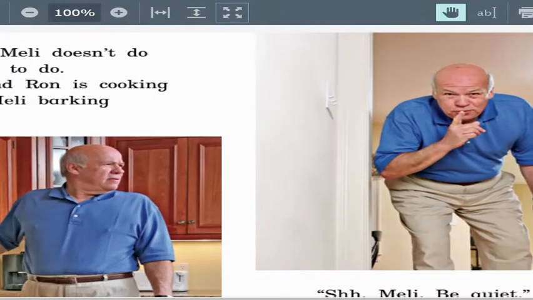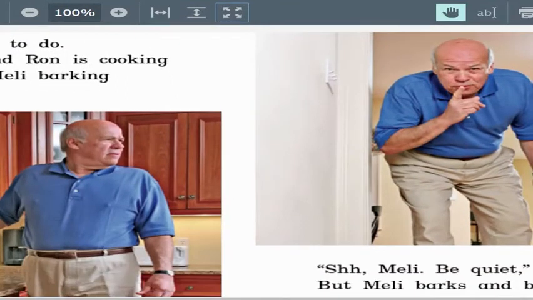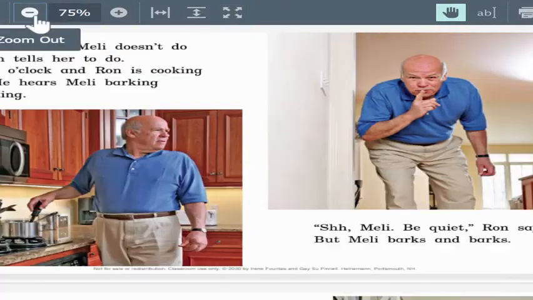Okay, so here on page 4, that's the one on the left-hand side. Hopefully you can see it okay. This isn't as good as I thought it would be. It's 6 o'clock and Ron is cooking dinner. Find 6 o'clock. See how that's written? 6 o'clock. Meli is barking. What might make Meli bark? Why do you think she would bark? You guys can turn on your microphones. Share with each other. What do you think would be a reason for her to bark?